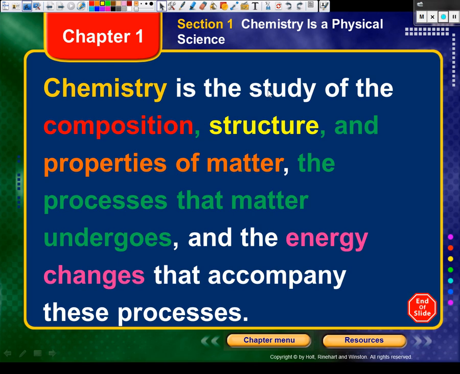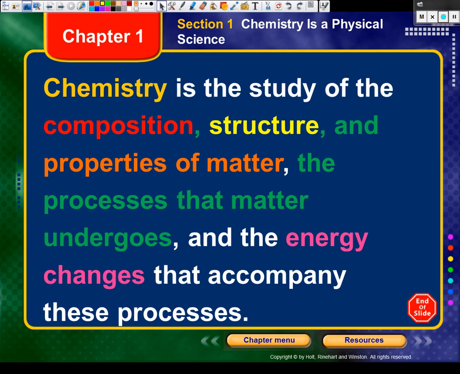So here is Webster's version. And this is what it says. Webster says, chemistry is the study of. I'm going to stop right there. It's something you have to actually study. You can't just absorb it like a sponge. You actually have to put time into it. So chemistry is the study of the composition, structure, and physical properties of matter, the processes that the matter undergo and the energy changes that accompany these processes.